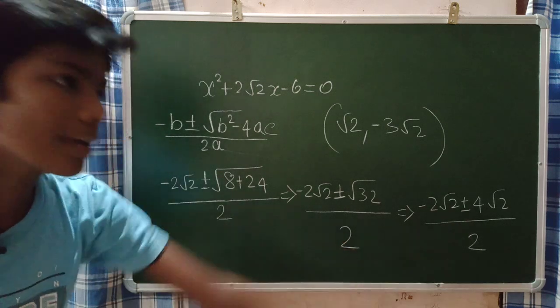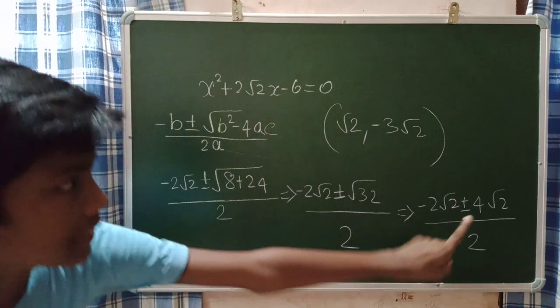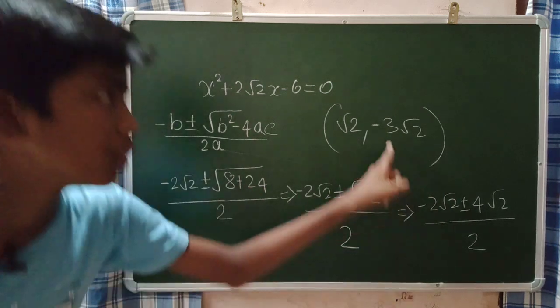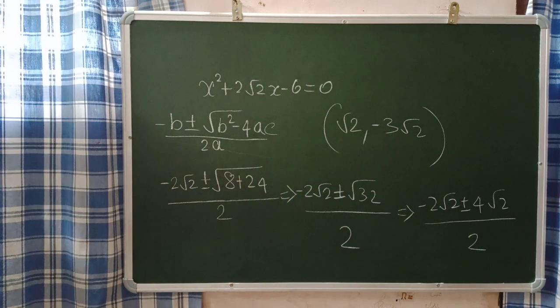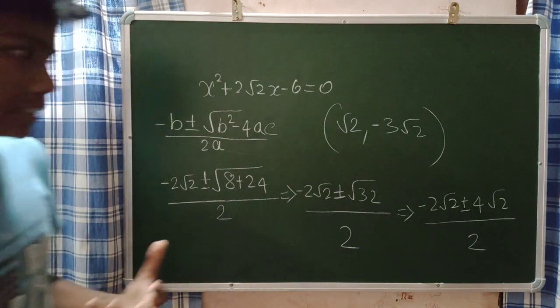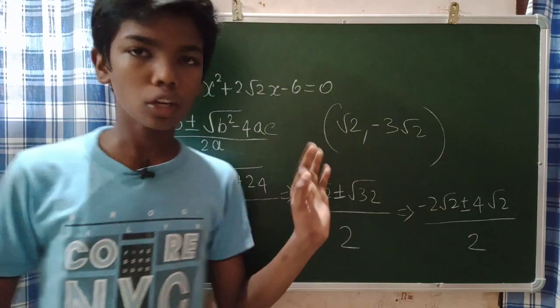Why am I putting plus or minus? Because there are two roots. When you put plus, you get root 2. When you put minus, you get minus 3 root 2, and those are the roots of this particular equation. And that's all about this question.